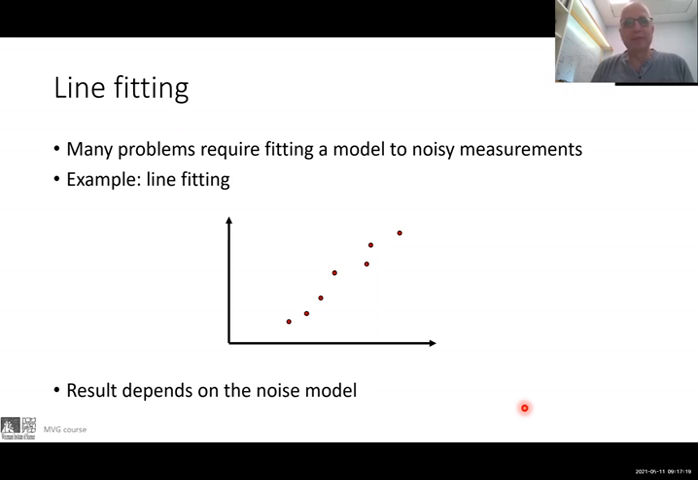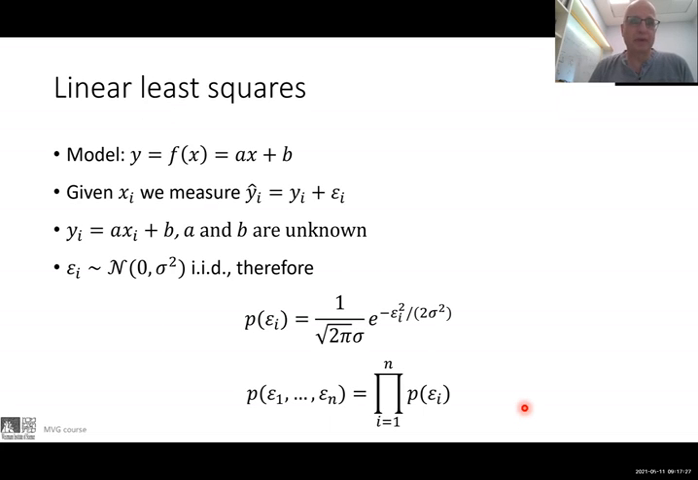The important thing to remember is that the results depend on the noise model. So we will see three noise models really. The first one is the familiar linear least squares. In linear least squares, the model is a line, so ax plus b should be y or f of x. The measurements yi are given with some noise, so it's the true yi plus epsilon i.